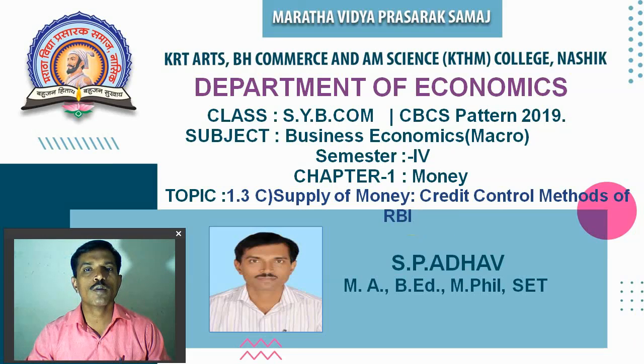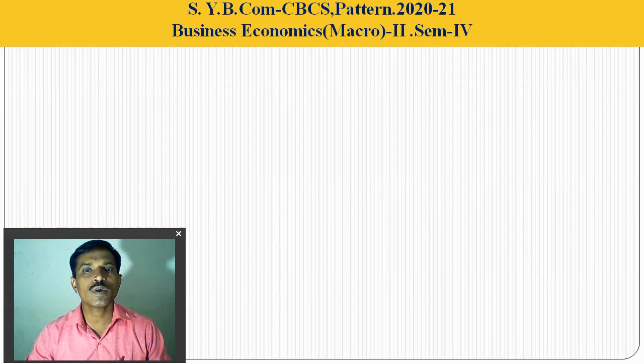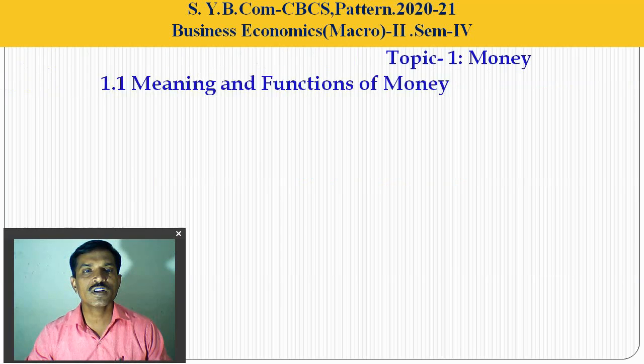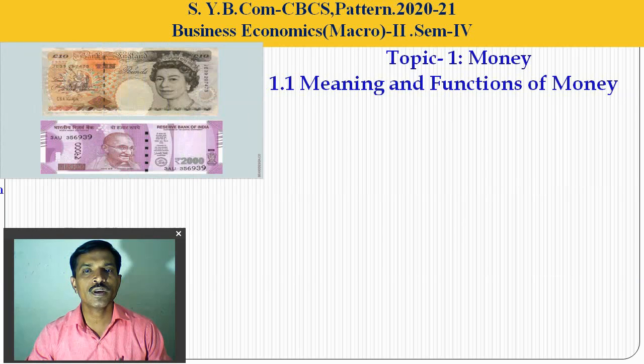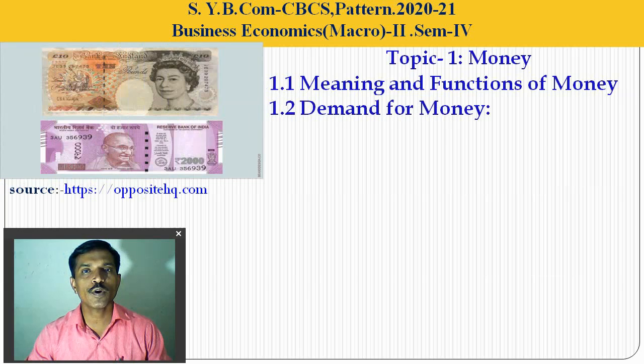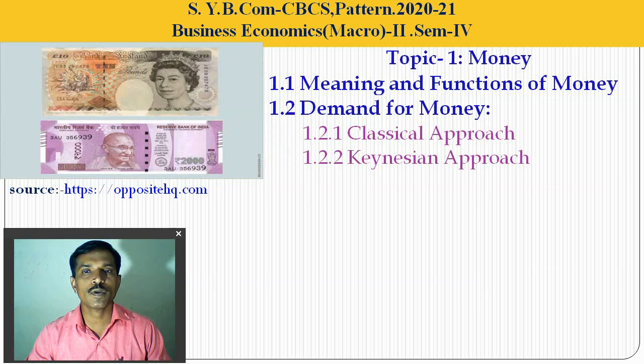This online lecture is for SYBCom, subject Business Economics Macro Sem-IV, and we are looking at chapter number 1, Money, and 1.3 Supply of Money and Credit Control Methods used by the RBI. In some previous lectures we also discussed some points of this topic. We discussed the meaning and functions of money, and demand for money, 1.2. There are two approaches: the classical approach explained by the classical economists and the Keynesian approach to demand for money.